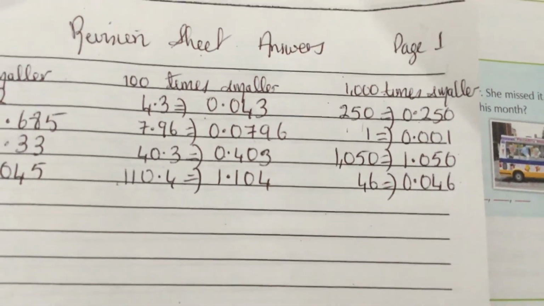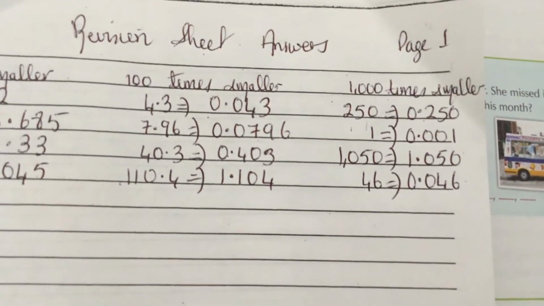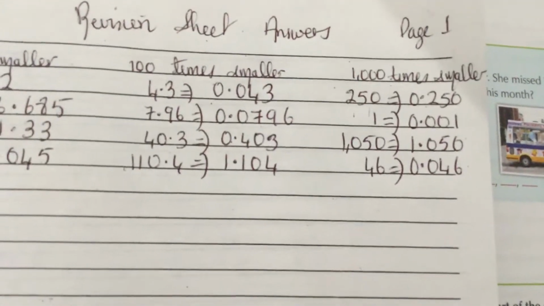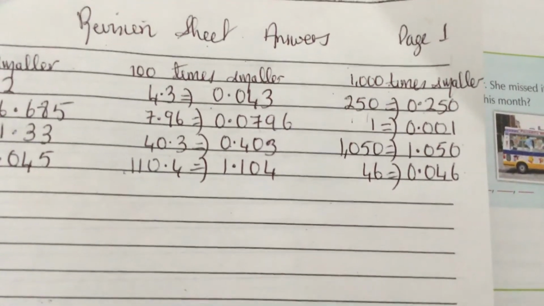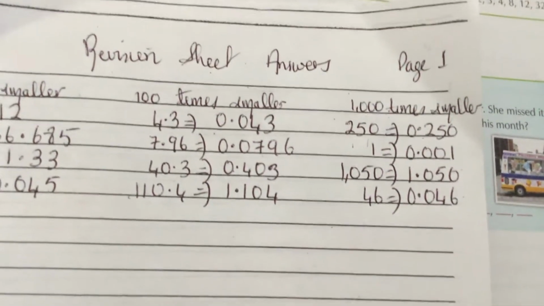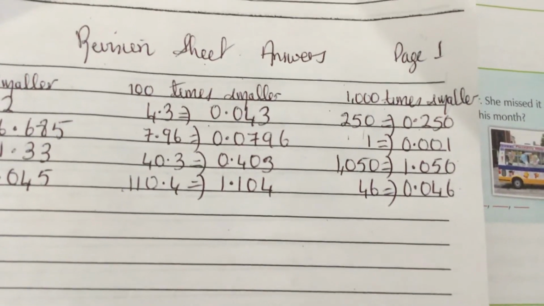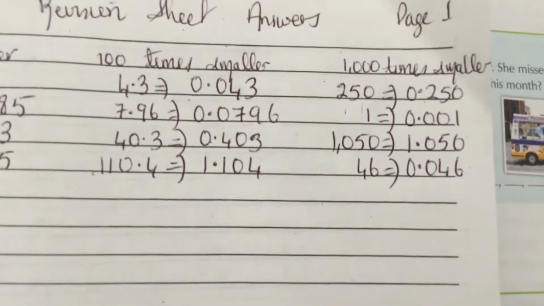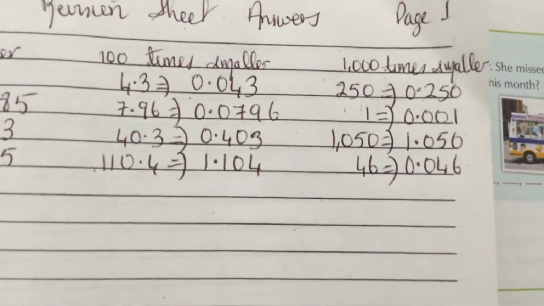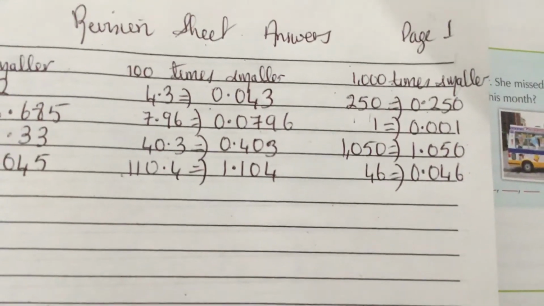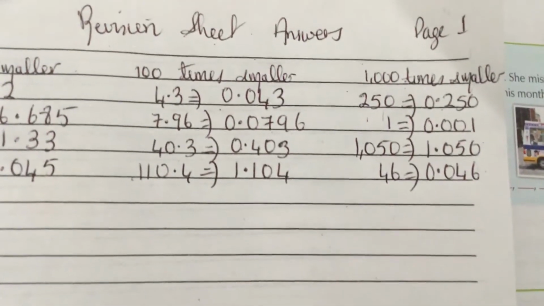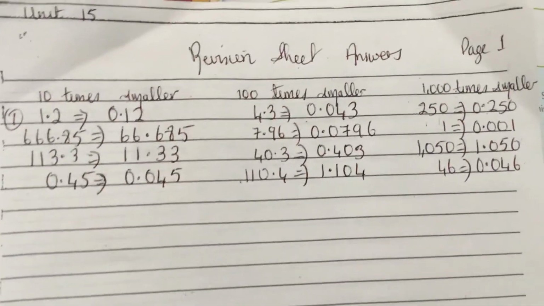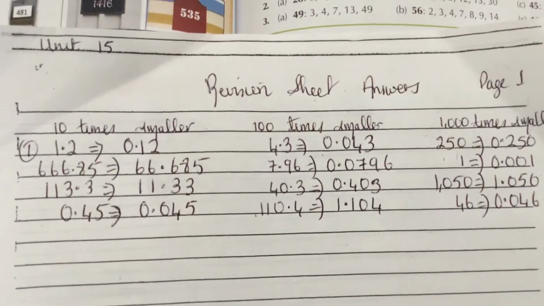And then 1, it looks like the decimal point moved and it becomes 0.001. And in fact, we know that 1 is being moved 3 places to the right because it's becoming 1,000 times smaller. And then 1,050 becomes 1.050, and 46 becomes 0.046. QED.